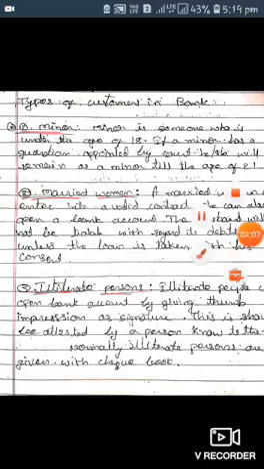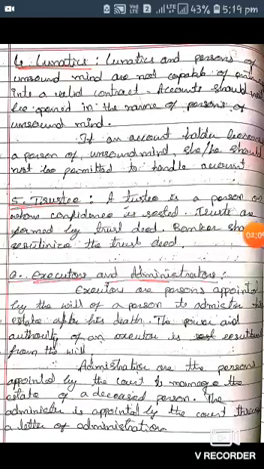And the next, lunatics and persons of unsound mind are not capable of entering into a valid contract. So the bank should also not open an account in the name of persons who are of unsound mind. If an account holder becomes of unsound mind after opening an account, the bank should immediately stop the person from making transactions.